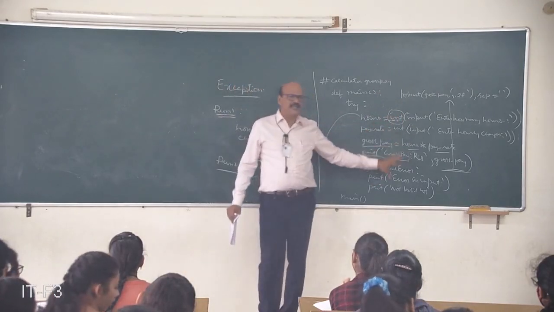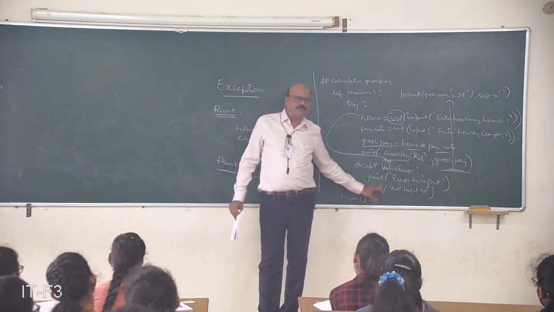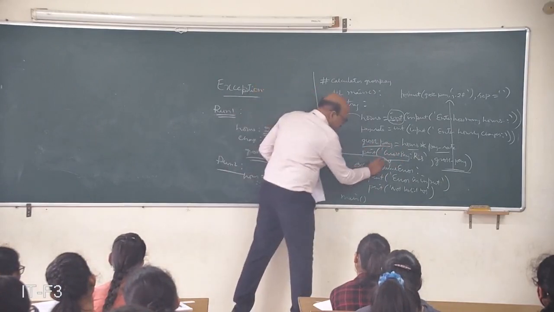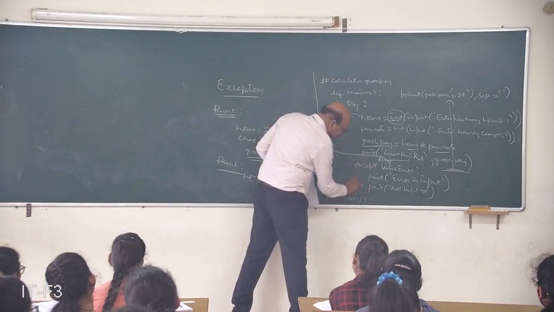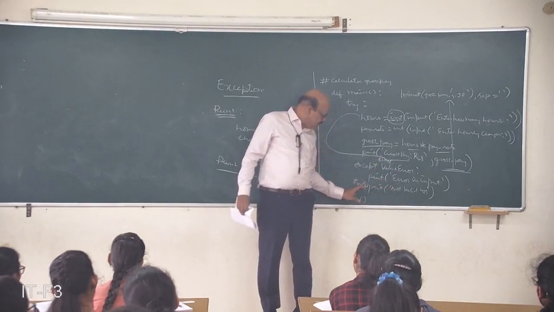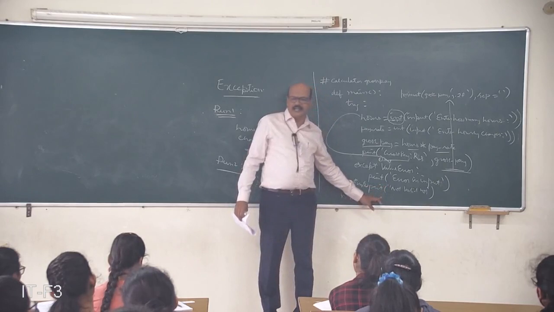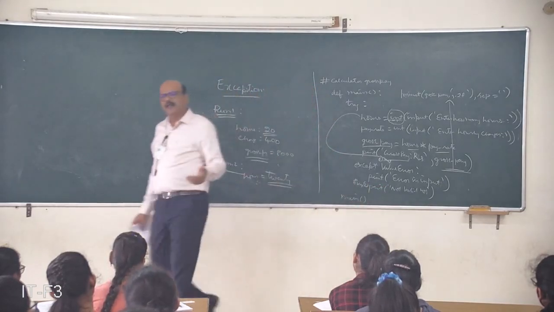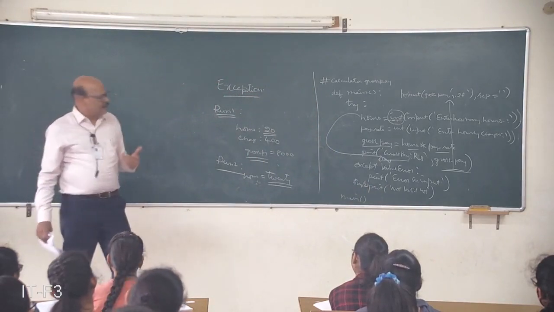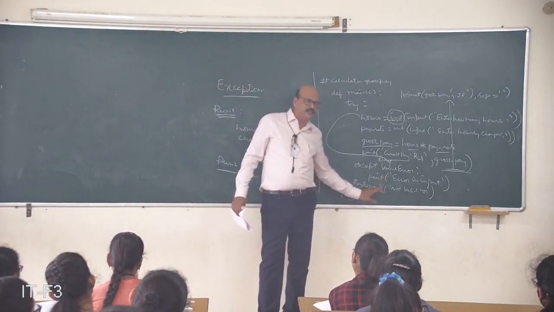Suppose that type of error is raised, you can write another except block. For example, this is except 1 and you can also write except 2. So when one type of exception occurs, this is the handling code. When the second type of exception is raised, this is the code that it has to execute. Like this, you can write exception handlers for multiple exceptions simultaneously.